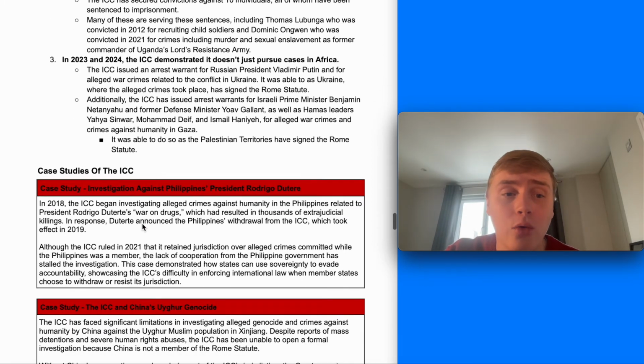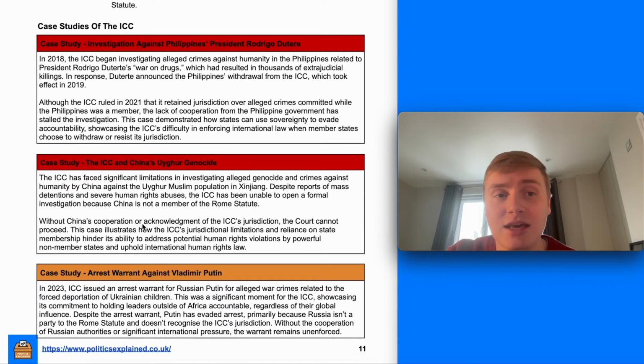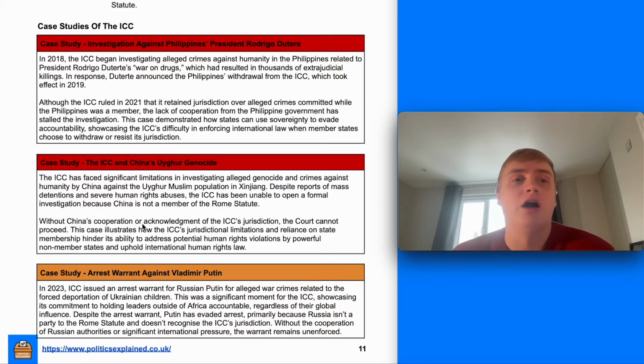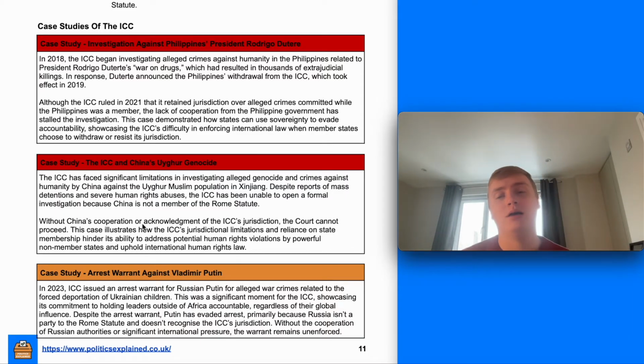What we're going to have a look at now is a number of case studies of the ICC, some of which support the argument that it's ineffective and has little power, and some of which support the other side of the argument. The first case study showing that it's ineffective is its investigation against Philippines President Rodrigo Duterte.